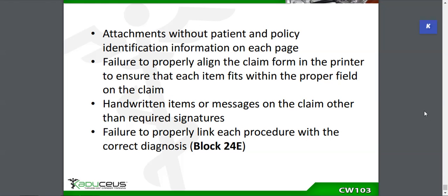Failure to properly link each procedure with the correct diagnosis. That's block 24E. When we talked about going from 21 to 24E, those diagnoses and procedures have to be linked together. If not, the insurance company will say, well, what did you do? And you'll say, well, I performed a flu shot and I did a physical. Well, we don't know that because you didn't put the diagnosis pointers there. Now, the insurance companies are not going to be that nice, but I'm just telling you, they have to match or your claim will be denied.